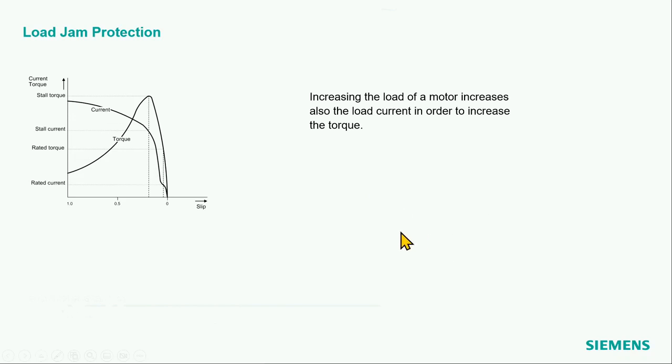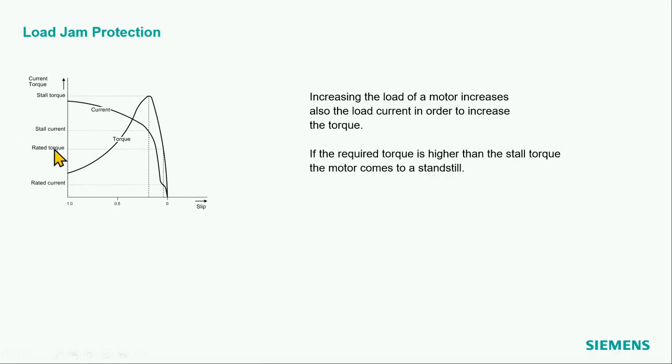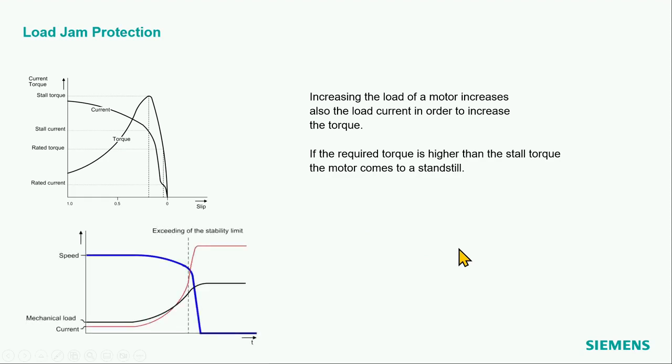And this is basically what we detect, or what we use. We look if the current goes over a certain threshold, basically. So if the required torque is higher than this stall torque, or break-even point, then the motor will slow down at the end. So this is just to explain a little bit this diagram here.